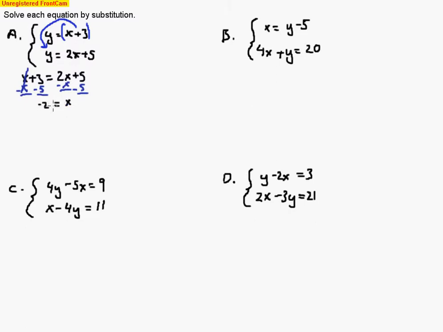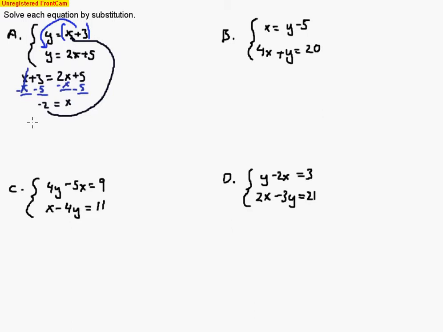Well, that's only the x component of the ordered pair. We still have to find the y component. So we're going to take this negative 2, and we're going to substitute it back into one of these two equations. The easier of the two would be this one, because all we have to do is add 3. In the other one, we would have to multiply by 2 and then add 5. Either way you do it, you're going to get the same answer.